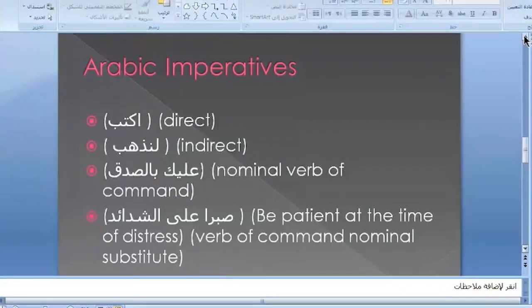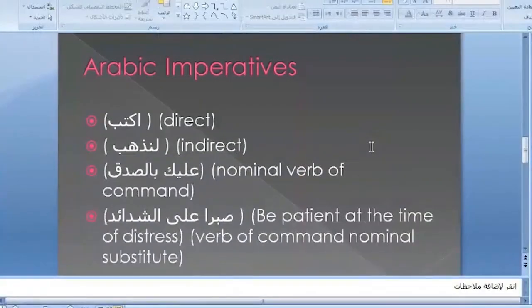Now let's come to Arabic. Arabic imperatives basically are of two types. Either they are direct imperatives or indirect imperatives. And here there are two examples showing this. اكتب, this is a direct command. لنذهب, this is an indirect command.